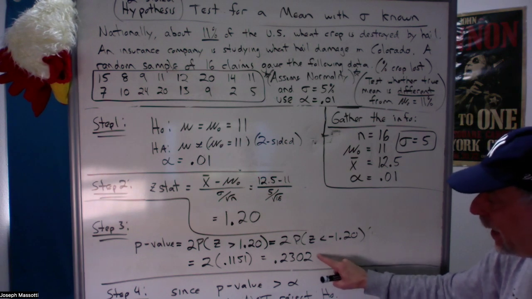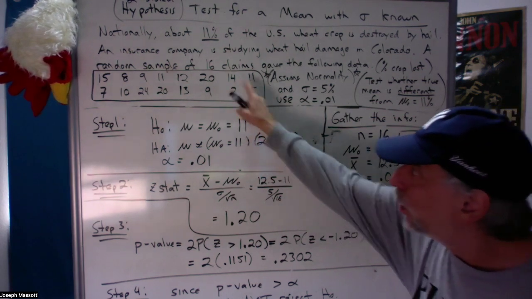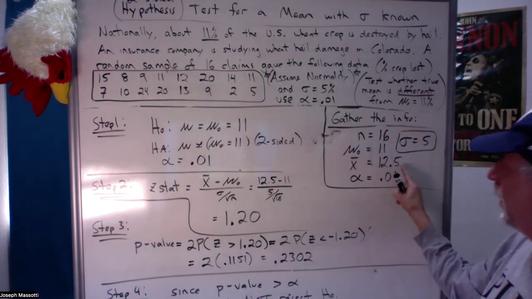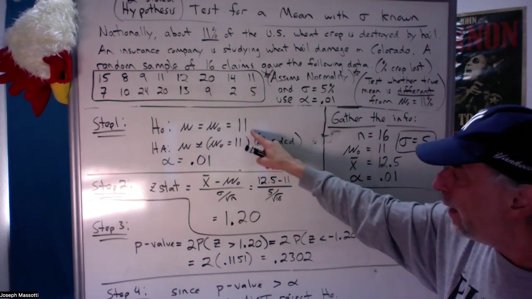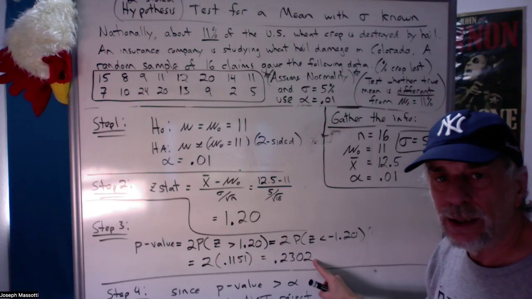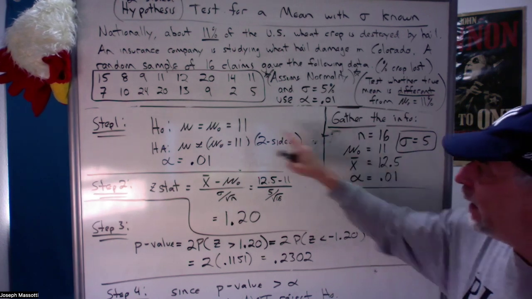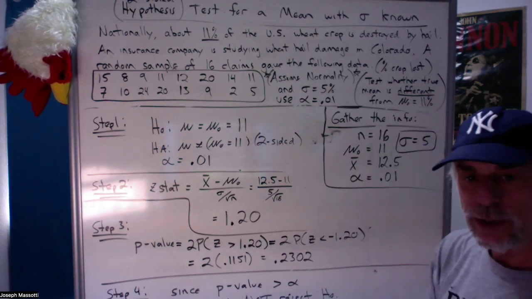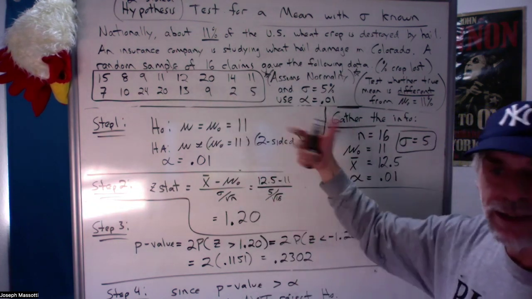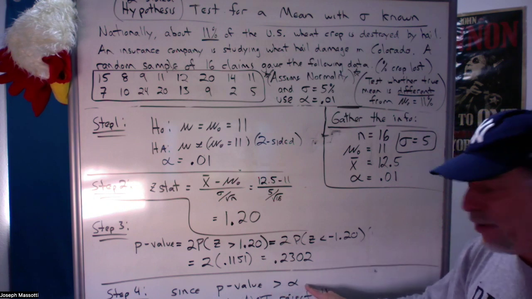So again, what this is saying is that if this is true, we're going to get a sample mean from 16 values this far away from that, well, 23% of the time. Not that surprising. Almost 1 out of 4 times, we're going to get a value this far away from this, even when that's true, from samples of size 16 in this area of Colorado. So the p-value is much greater than alpha here.